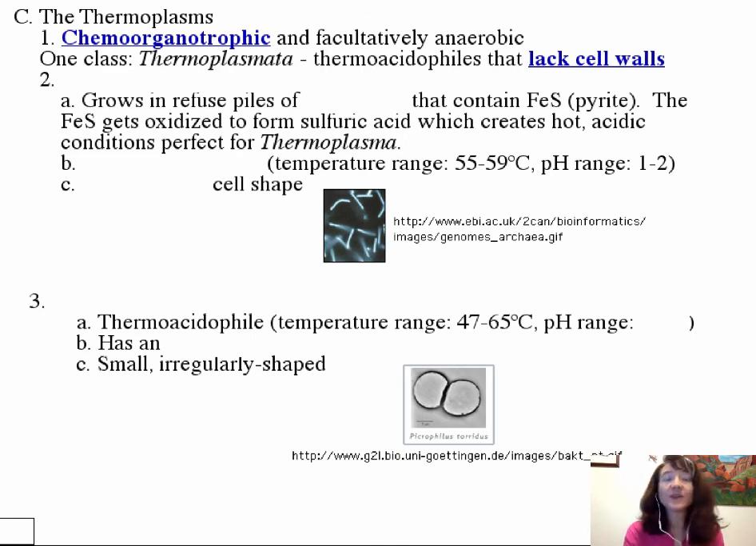So this is kind of weird, because you'd think living in that extreme of an environment that they would need to have cell walls to protect them. But in actuality, they use tetraethers in their membranes to protect them. So they just have uniquely structured membranes rather than having cell walls that would provide that protection.